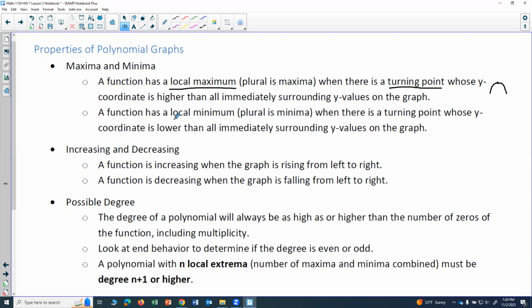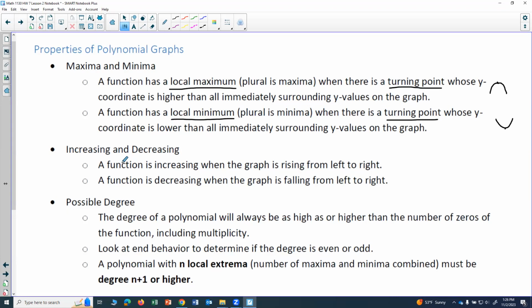A function has a local minimum, the plural would be minima, when there's a turning point whose y-coordinate is lower than all immediately surrounding y values on the graph. So something like that.